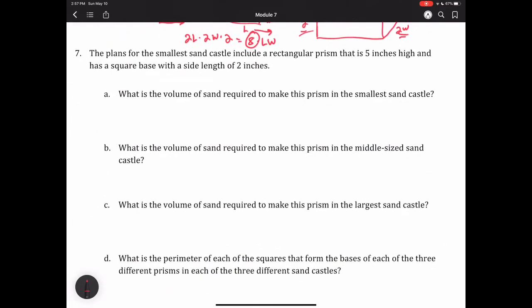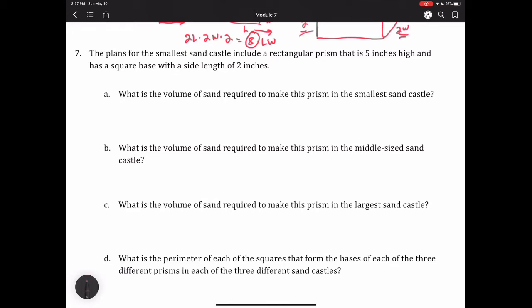So the plans for the smallest sandcastle include a rectangular prism that's 5 inches high and has a square base with a side length of 2 inches. So that's our smallest sandcastle. Up to this point, we've just been working with hypotheticals, right? But they want us to find out what's the volume of sand required to make this prism in the smallest sandcastle.